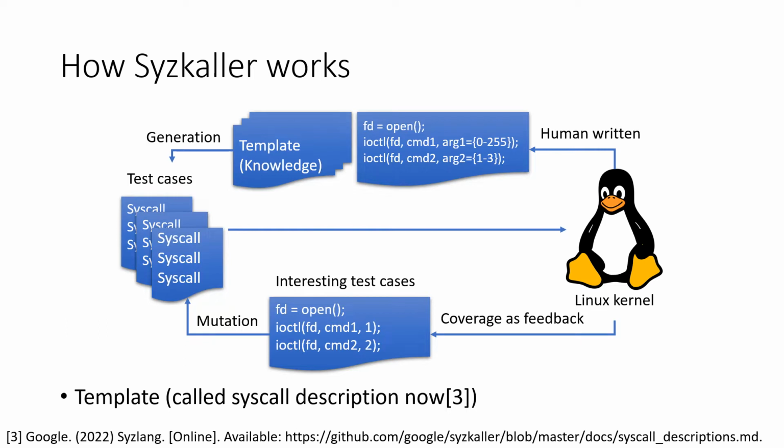Syzkaller could generate valid test cases from those templates and execute them in the Linux kernel. Then Syzkaller picks interesting test cases by new coverage. From those interesting test cases, Syzkaller could mutate them based on the template to get more test cases. This is the workflow of Syzkaller. By the way, template is called syscall description now, and you can find more details in the link below.